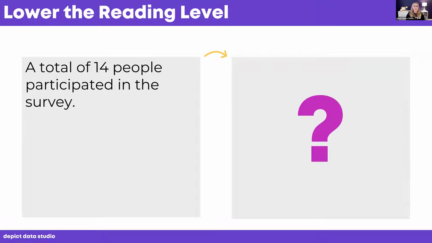All right, let's try another one. A total of 14 people participated in the survey. Change active voice to passive voice, shorter words, sentences, or paragraphs, replace jargon with synonyms. What are you going to do with this one? Julia says 14 people took the survey. Daniel says 14 survey participants. Katie says 14 people took the survey. Kimberly, same thing, 14 people took the survey.